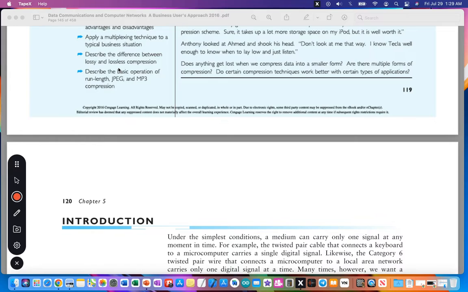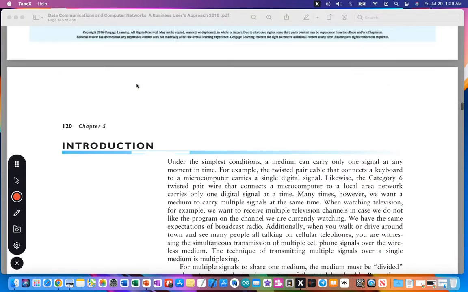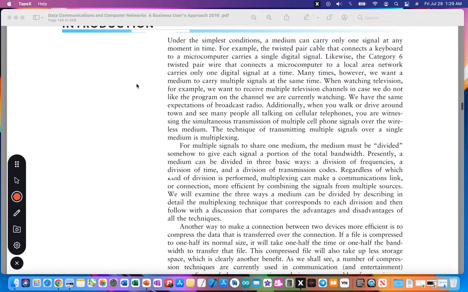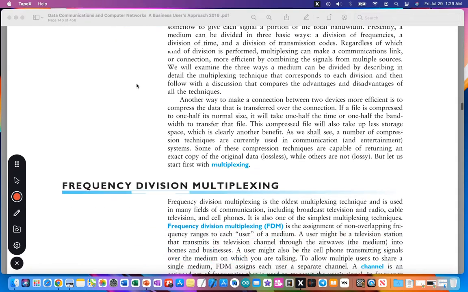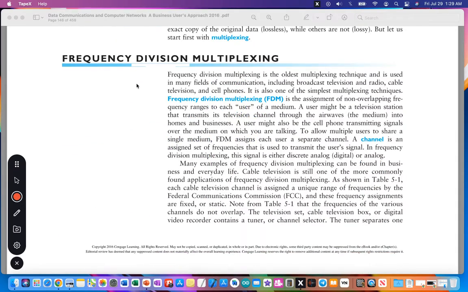Describe the difference between lossy and lossless compression. Describe the basic operation of run length, JPEG, and MP3 compression. And here's the introduction. We'll just go through it.